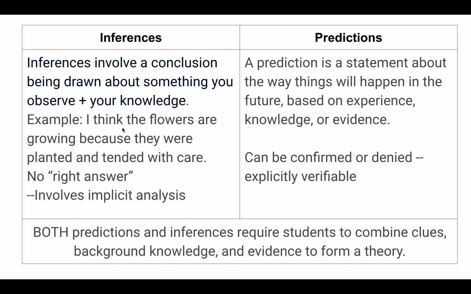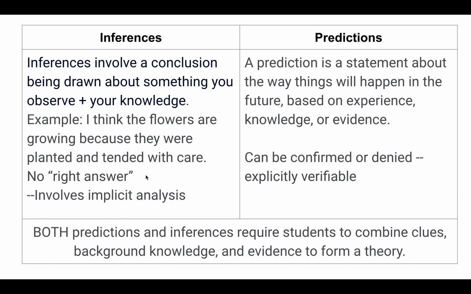So here's the difference. I think the flowers are growing because they were planted and tended with care. So if you see flowers growing, why do you think those are growing? That why relationship requires the inferencing. So you have the evidence that, well, I saw how they were planted. I know that flowers need nutrients to grow, so that is why they are growing that way.